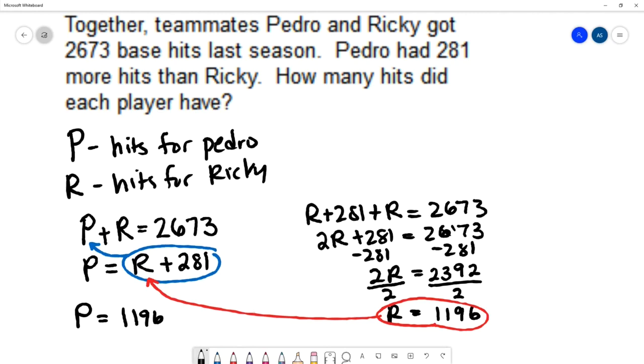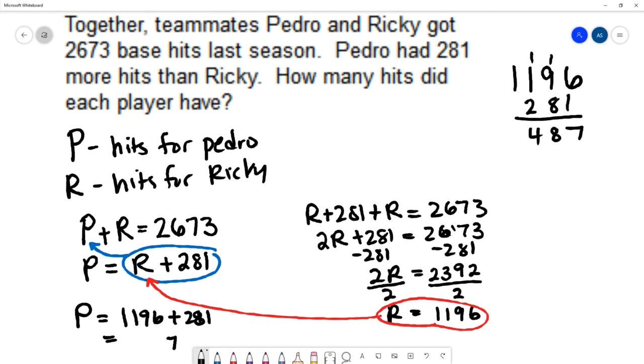So 1,196 plus 281 would give, let's see, I do better when my equations are stacked up. 1,487. So Pedro has 1,487 hits, and Ricky has 1,196 hits.